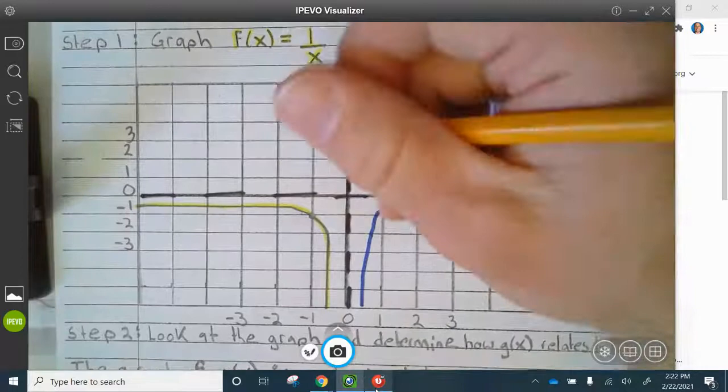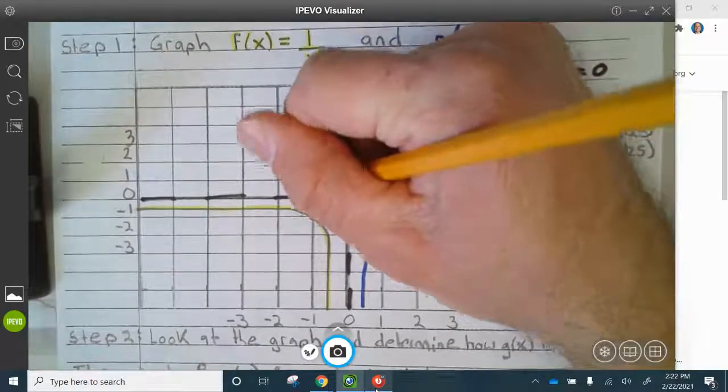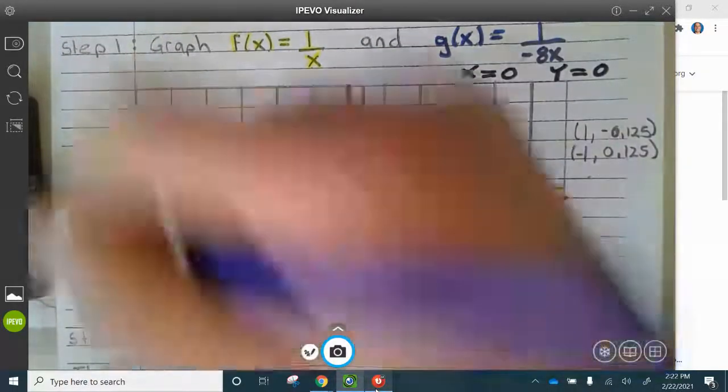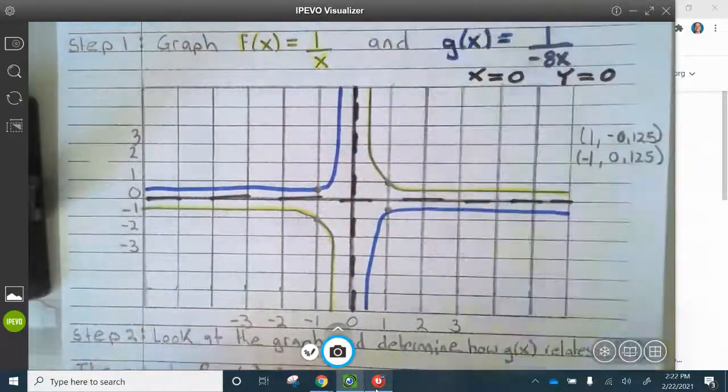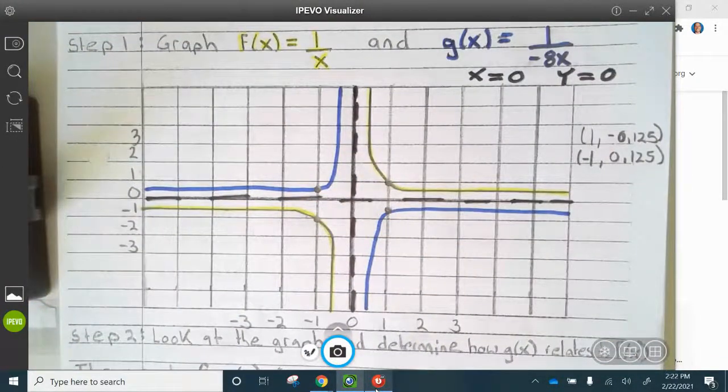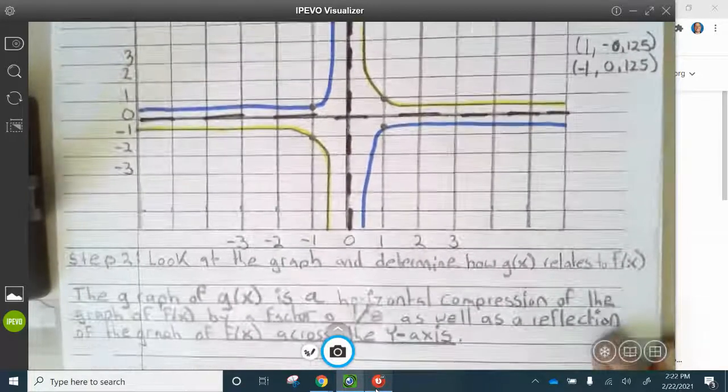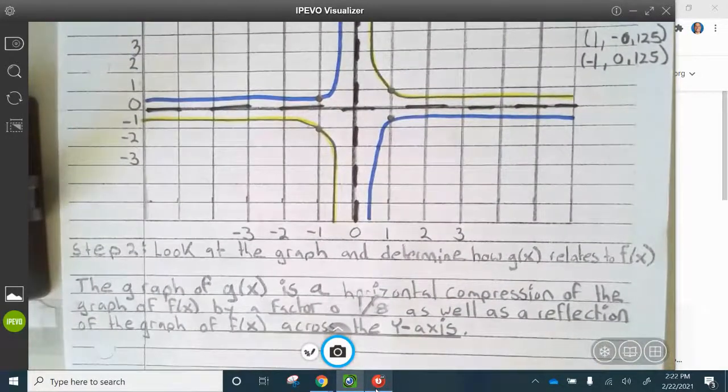Okay. Step 2, look at the graph and determine how g of x relates to f of x. The graph of g of x is a horizontal compression of the graph of f of x by a factor of 1 divided by 8, as well as a reflection of the graph of f of x across the y-axis. All right, we're going to finish up question 8. All right.